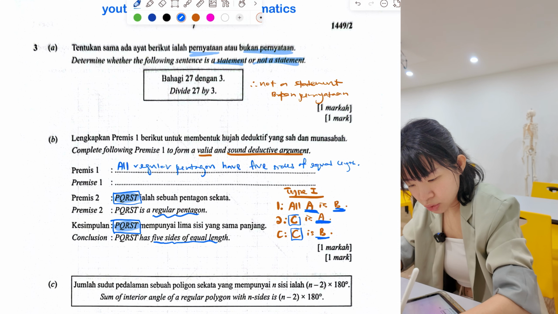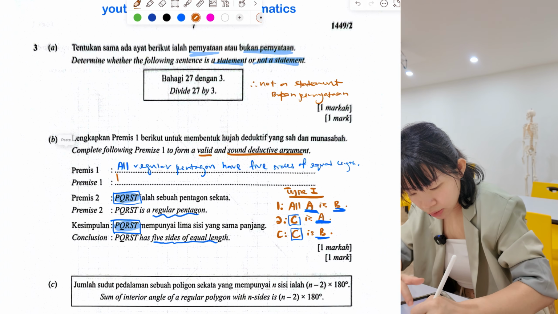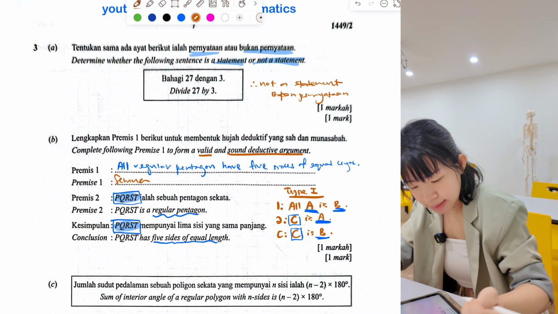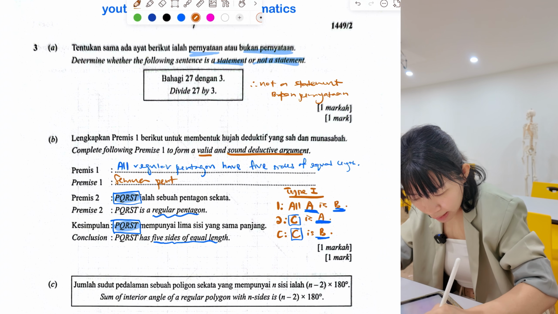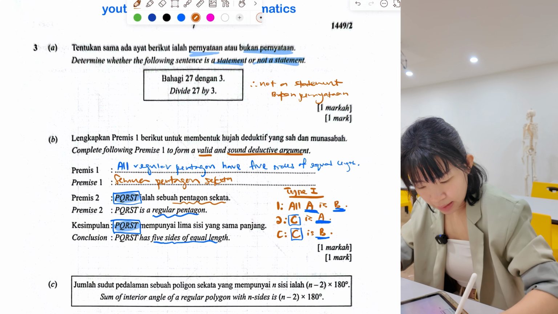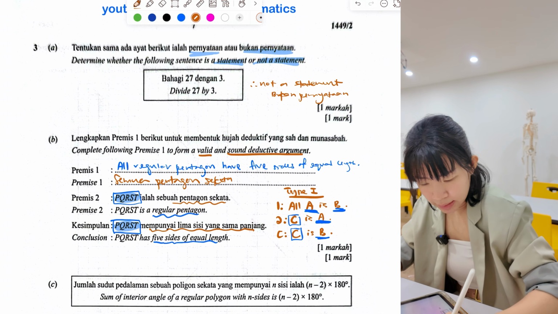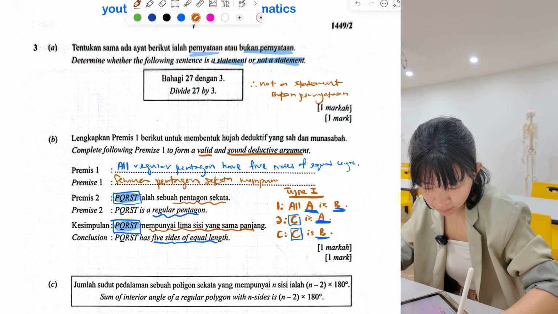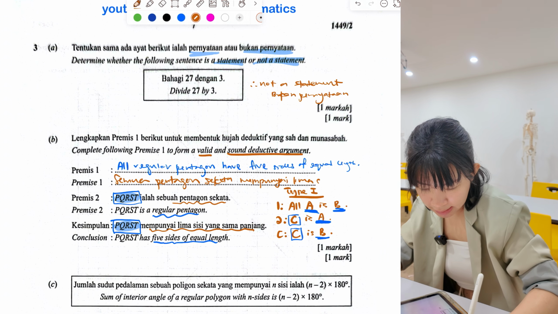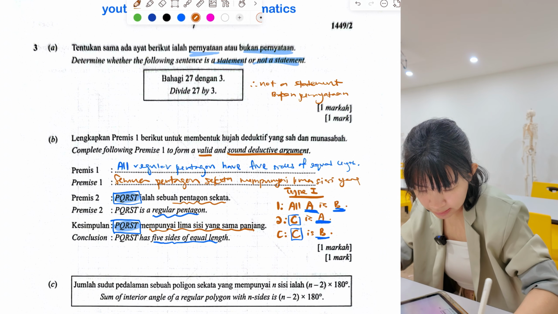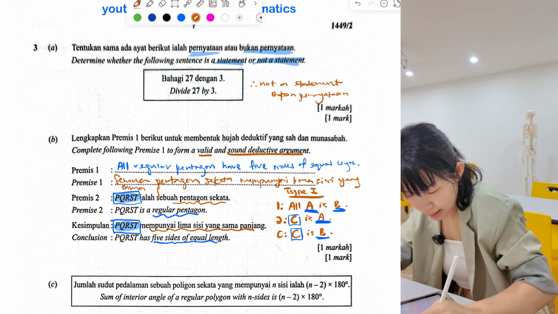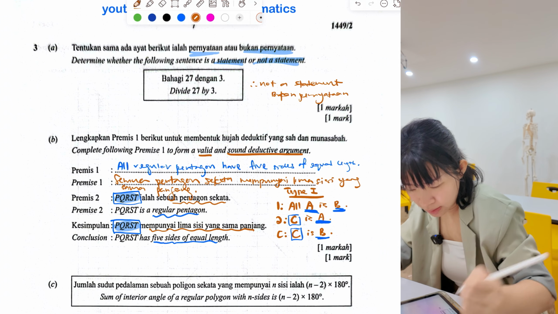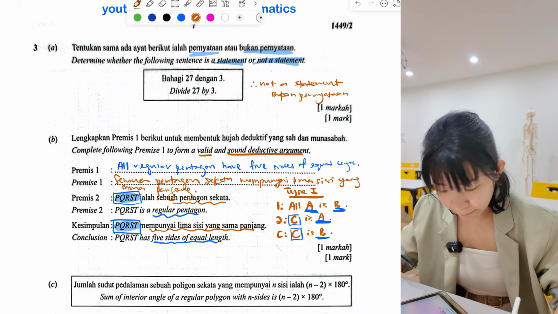Okay, so for BM students, we start with semua. Semua pentagon sekata mempunyai 5 sisi yang sama panjang. Okay, just copy this one. So this is the answer for premise 1.